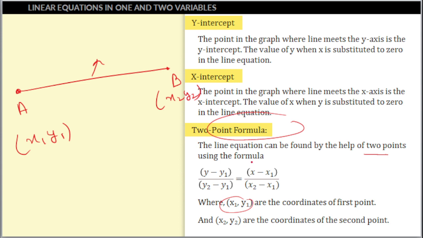We can find it using this formula, that is y minus y1. We keep y as it is, and y1 is this, so we put in its value. Similarly, we keep x as it is, and x1 is this. So using this formula we can find the equation of the line.